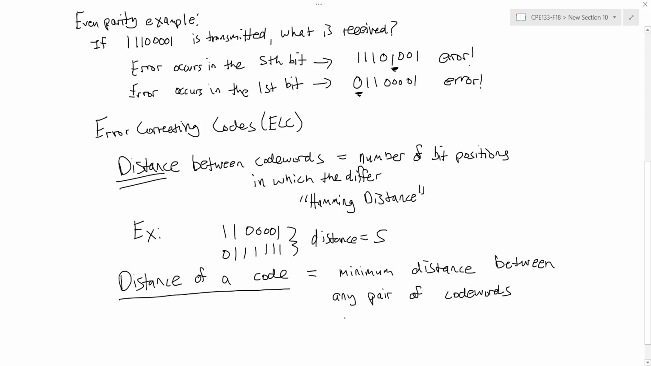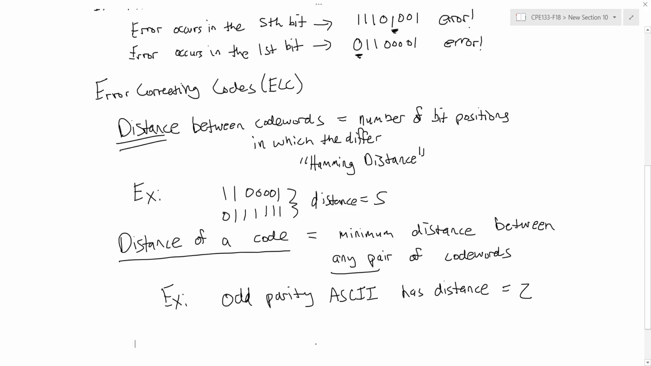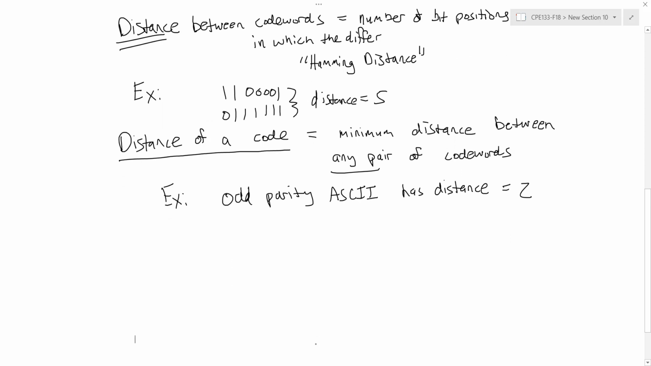And the distance of a code is the minimum distance between any pair of code words within that code. So for example, an odd parity ASCII code has a distance equal to 2. The minimum distance between any two ASCII characters with an odd parity bit has a distance of 2.